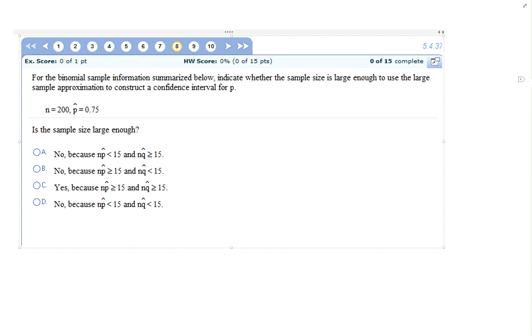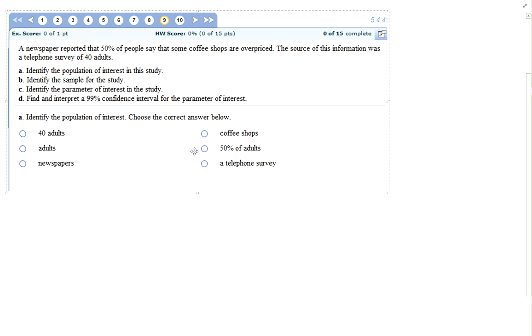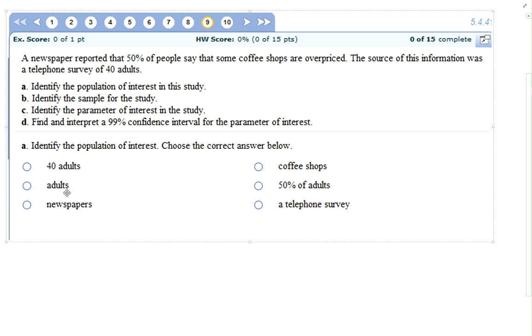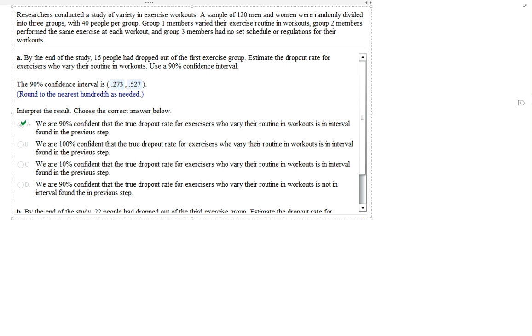Well, this is a theoretical question. Study the binomial distribution, and you will see the right answer is C. There is also a theoretical question asking you to determine what the population is. Well, they are surveying adults, so adults are the population. They have a sample of size 40 adults, so that is the sample, and so on. So study that part on sampling theory.